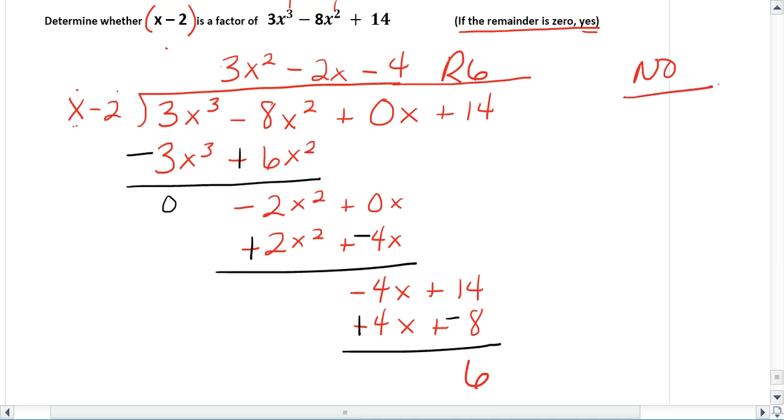Okay, so now you should have the knowledge you need to do the long division part of section 6.5.